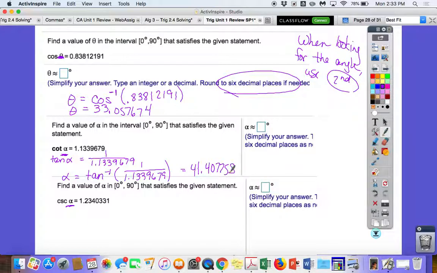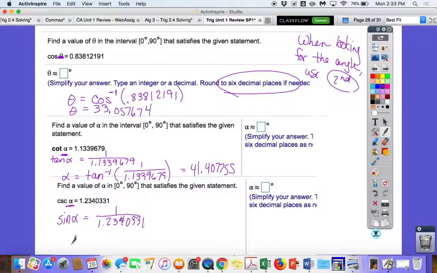41.407755. Okay, one more. Again, I don't want cosecant. I need either sine, cosine, or tangent. Well, cosecant is the reciprocal of sine, so flipping this side gives me sine. Flipping this side, I'll put 1 over a crazy decimal. Oops, that's a 4.